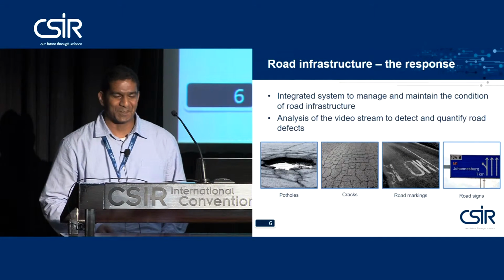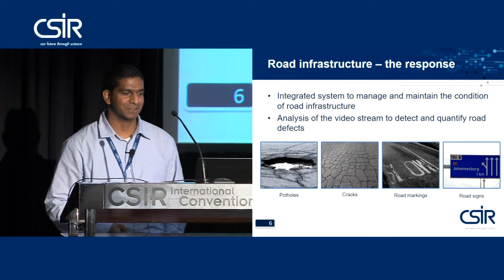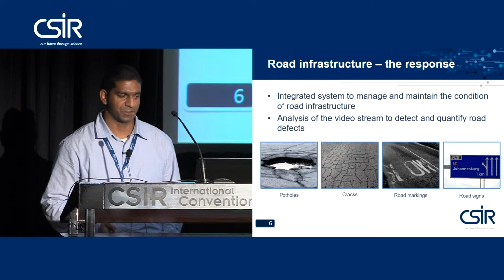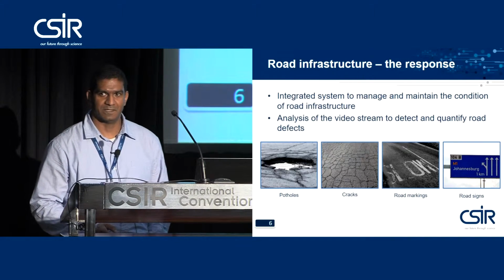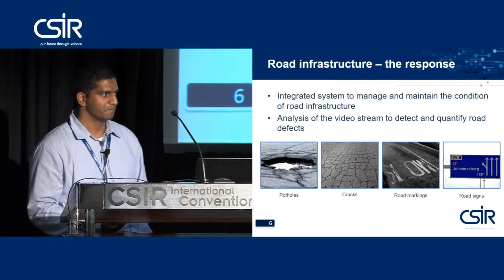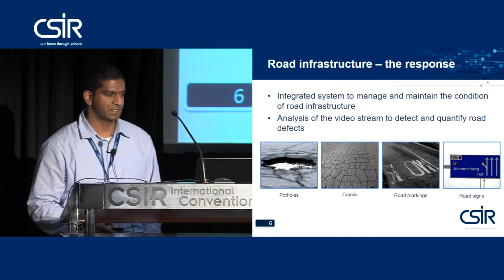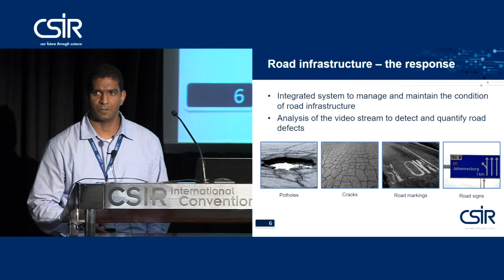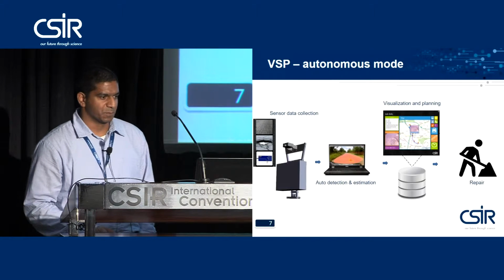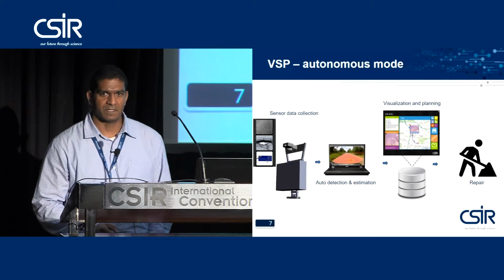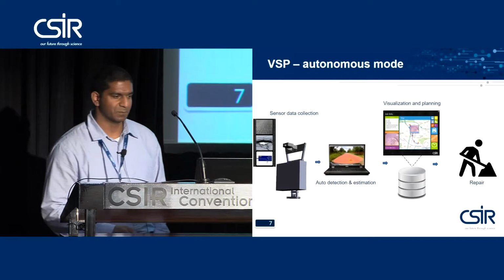So our response to the whole thing is we decided to build an integrated vision-based system to manage and maintain a road infrastructure. So the idea is to make a video of the road and analyze the video, roughly. And we thought that we could aim this at different types of road defects, like potholes, cracks, road markings, and road signs. So this is what we built, and this was the first thing that we aimed for, which was to build an autonomous version of this visual surveying platform.